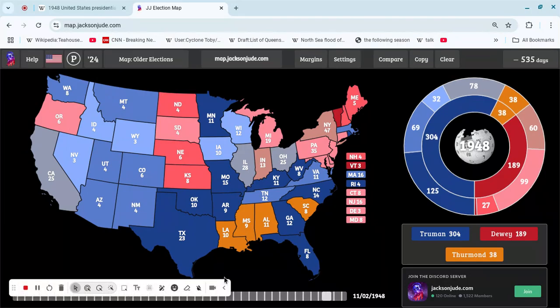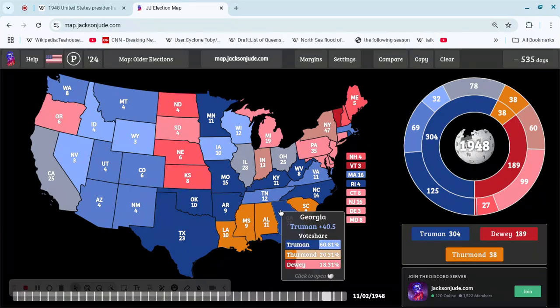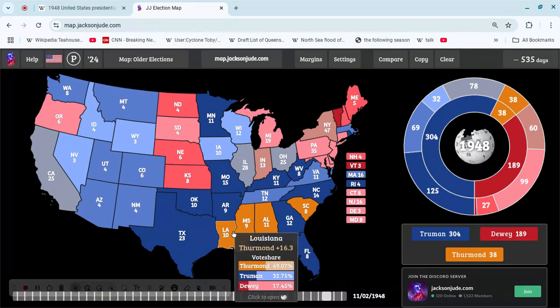So it was a solid South. It was 1948. If not for the Dixiecrats, these states would have voted Democrat, and they would have voted Democrat in a landslide as well. So, Louisiana, it turns into a blowout.